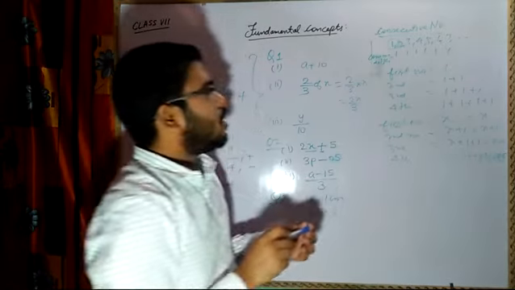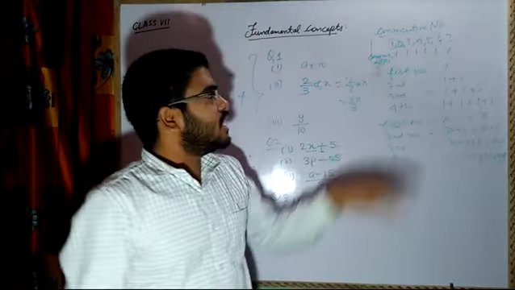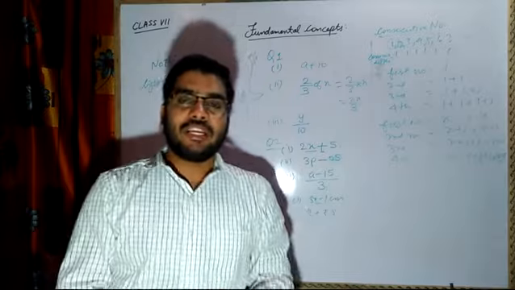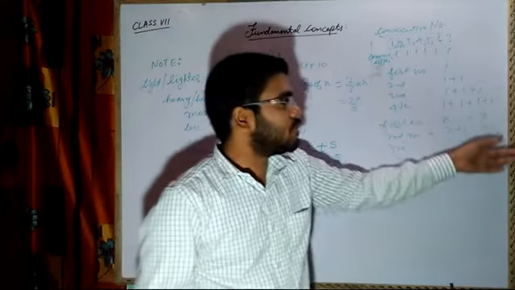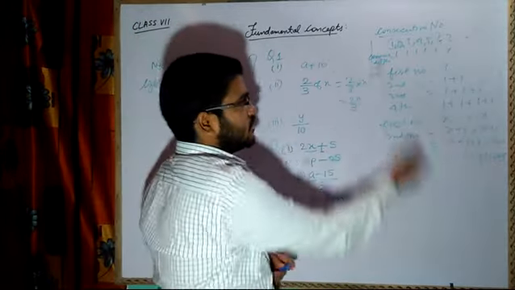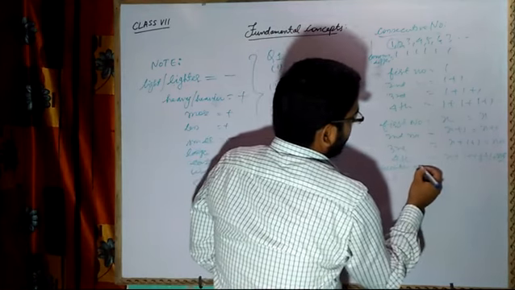Understood? So what did you observe in case of consecutive numbers? If you have to assume any number, let the number be x. Then the next consecutive integer will be x plus 1, then the next will be x plus 2, then x plus 3, and so on. It will continue.